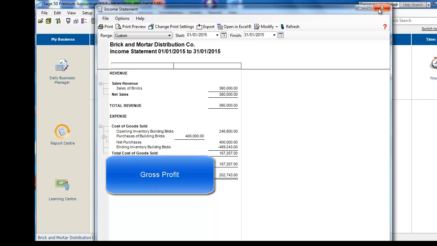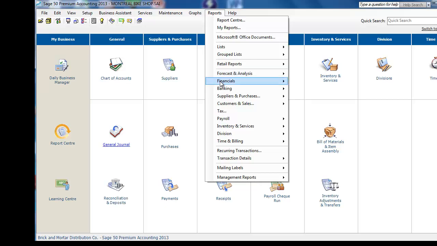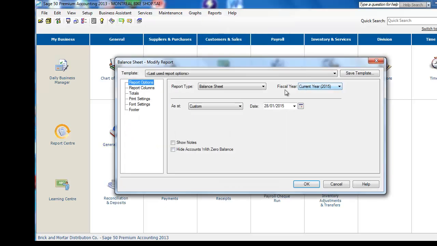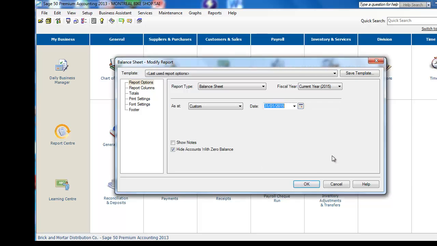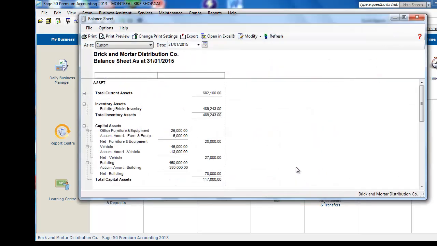Now, watch what happens to the balance sheet when we post that entry. And I'm going to say hide the zero balances. Go to January 31st. Here we go. And look, I have on the inventory that I have on hand, based on the physical count, 489,243.